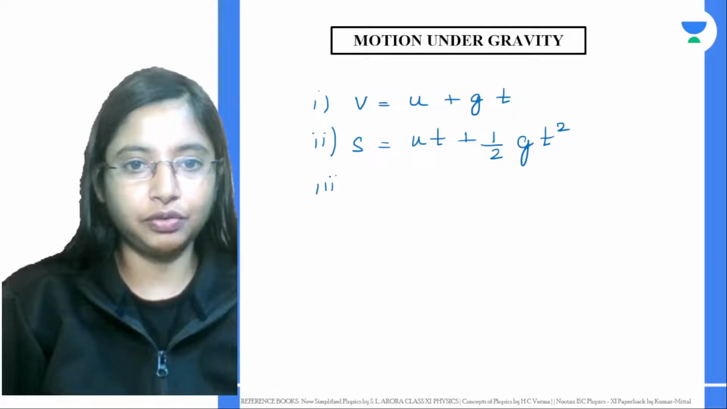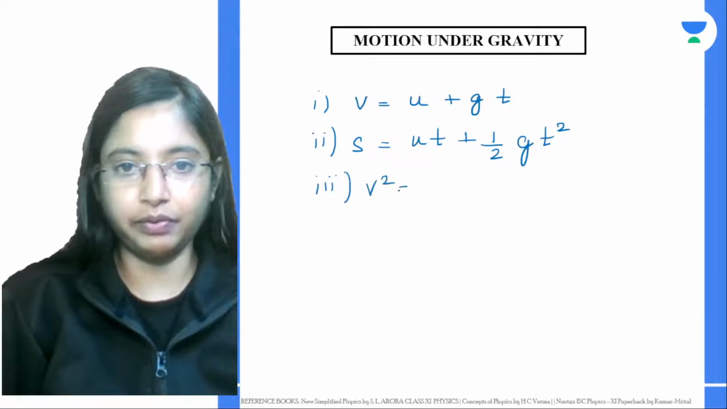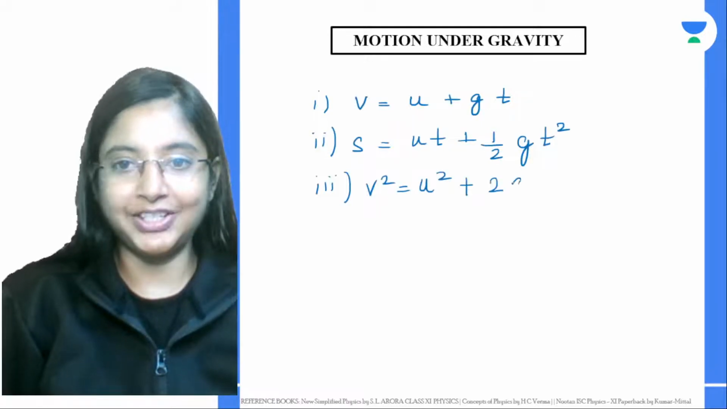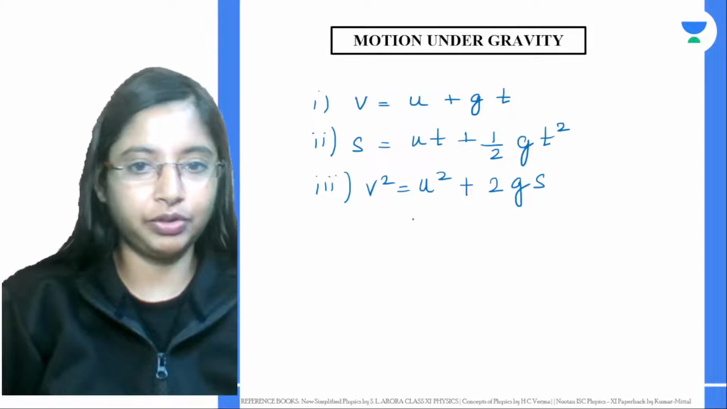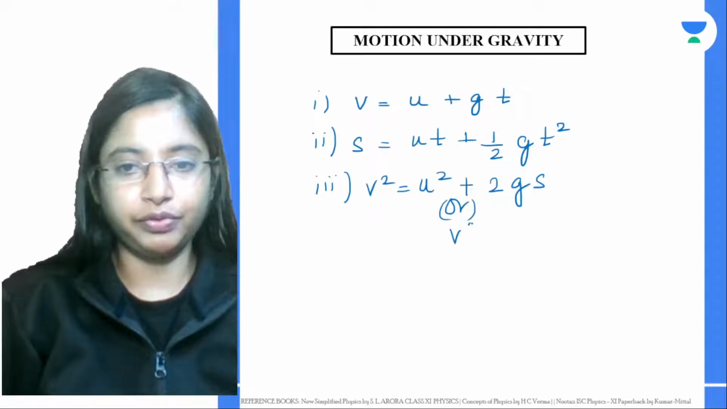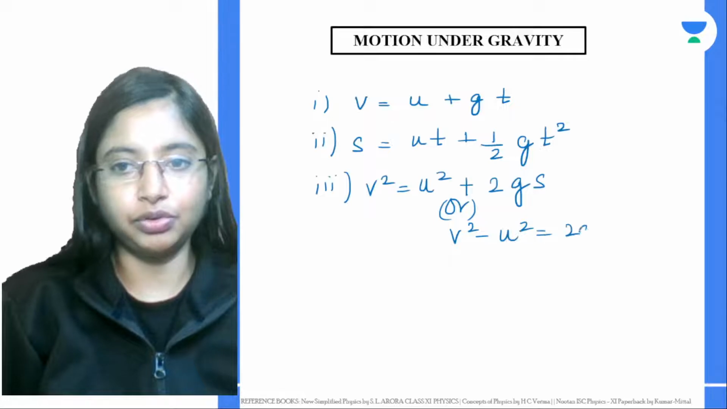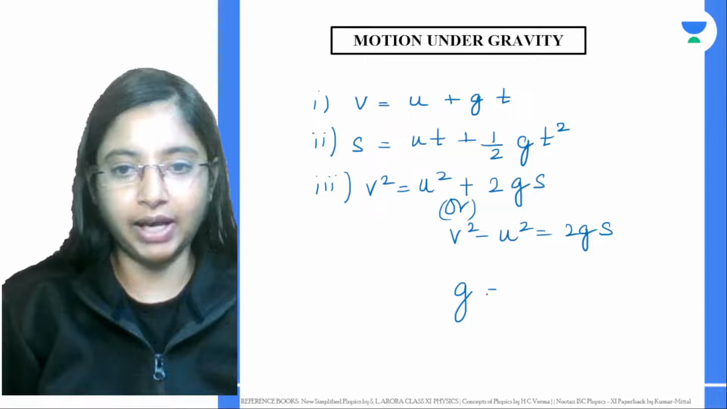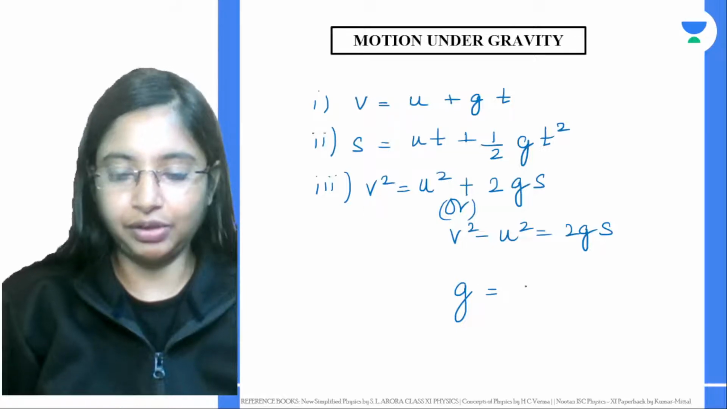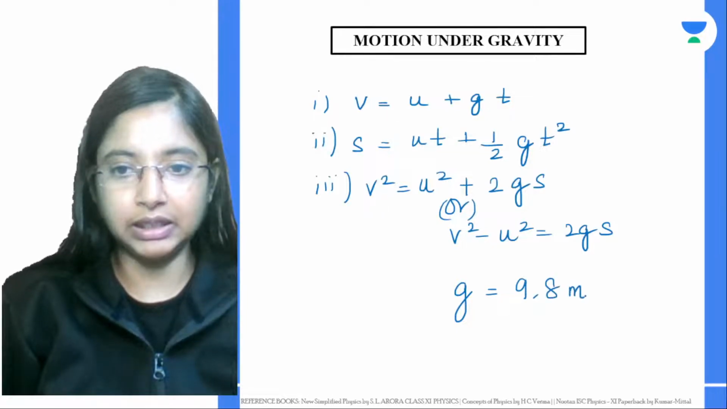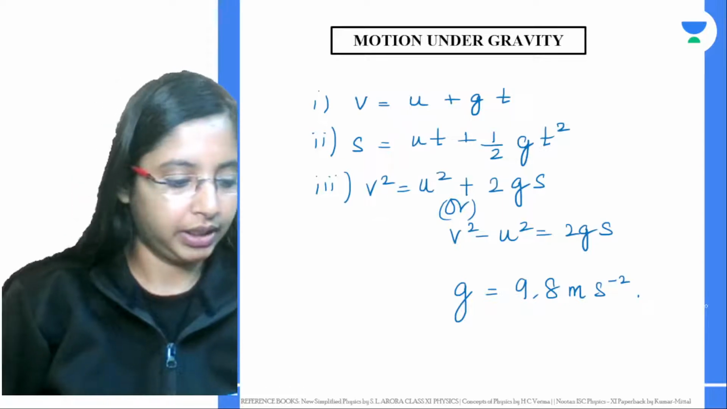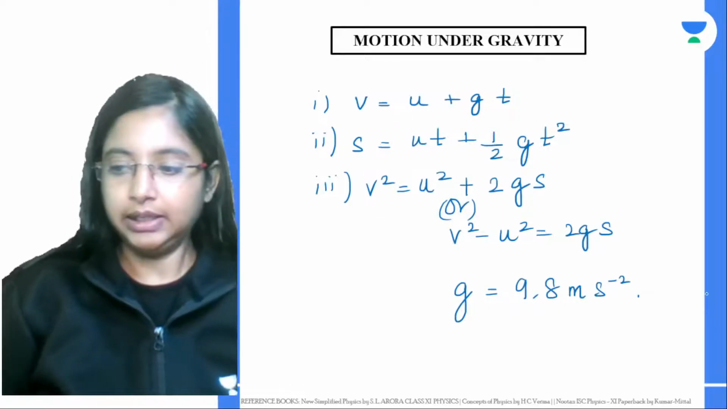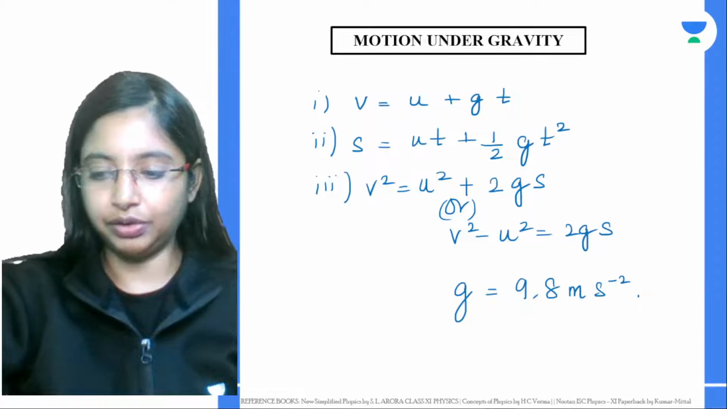And the third equation of motion becomes v square equal to u square plus 2gs, or you can write it as v square minus u square equal to 2gs. Near the surface of the earth, this g value, the acceleration due to gravity, is around 9.8 meter per second square.